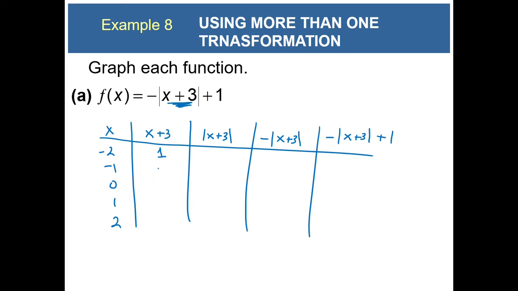-1 plus 3 is 2. 0 plus 3 is 3. 1 plus 3 is 4. And 2 plus 3 is 5. Taking the absolute value of these numbers gives us the exact same numbers back. Now, in the third column, we are going to have a negative in front of the absolute value, so each of our numbers suddenly becomes negative.